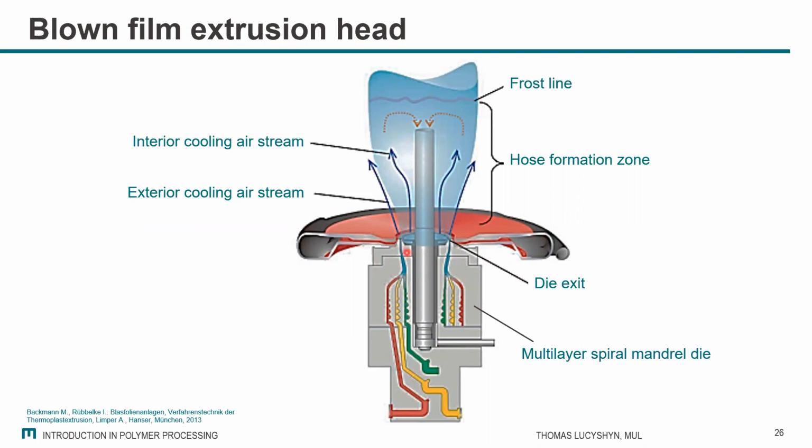So once again, here the melt is coming out, and then we have this blowing air where the melt is expanded until a certain point when it's freezing. That's the frost line, so there no further warm deformation is happening. And this is the working principle of such a blown film line.